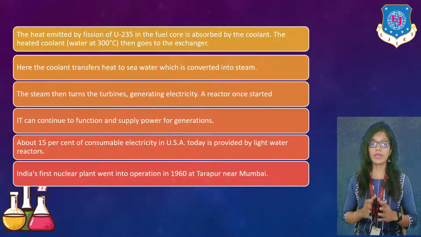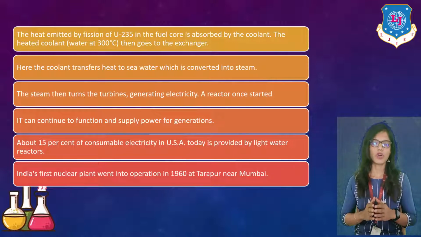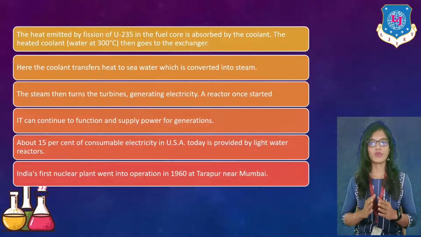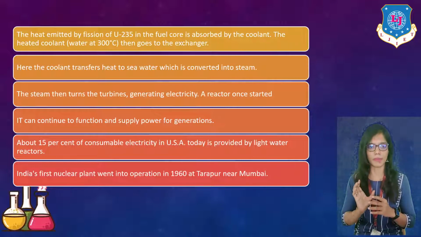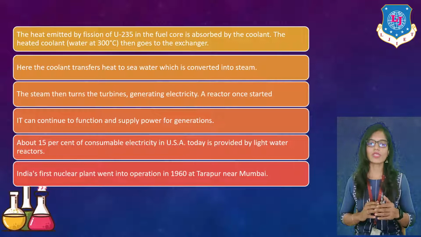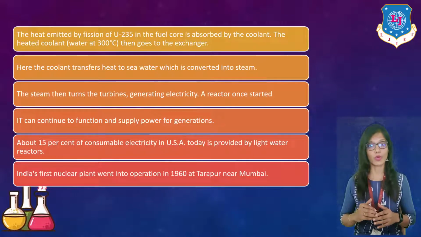Now, the heat emitted by the fission of uranium-235 in the fuel core is absorbed by the coolant. The heated coolant, that is the water at 300 degrees Celsius, then goes to the exchanger compartment. Here the coolant transfers the heat to seawater, which is converted into steam. This steam then turns the turbines, generating electricity. So in that manner we can produce energy.